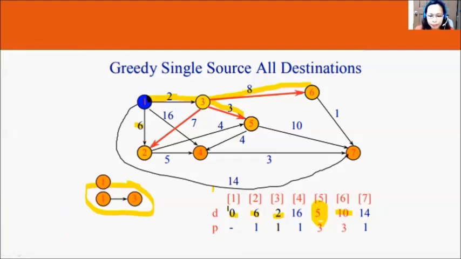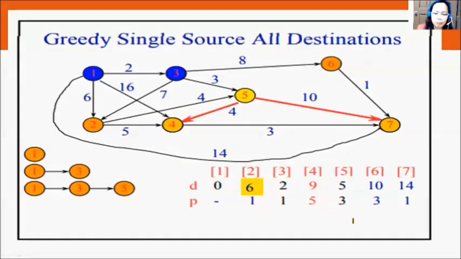Now, as you can see here, the predecessor is still 1 for vertex 2, 3, 4, and 7, while for vertex 5 and 6, we use vertex 3. Okay, moving to the next slide.